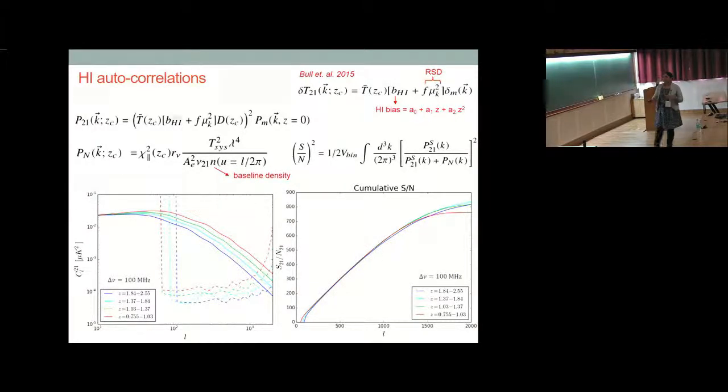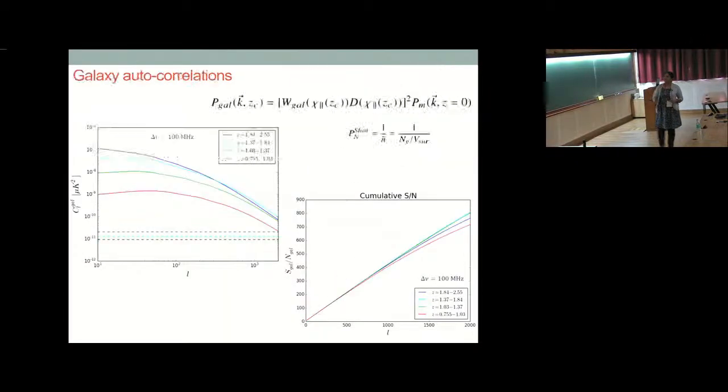So one thing just to note from this is the HI autocorrelation is about 800 at L of 2000 for any of the redshift bins. The same for galaxy autocorrelations. You can see the noise term is just the shot noise. And similarly for the signal to noise, you can get about 800 at L of 2000.